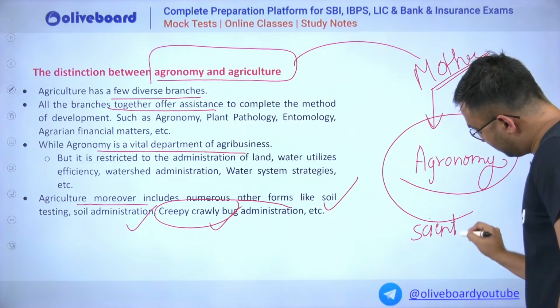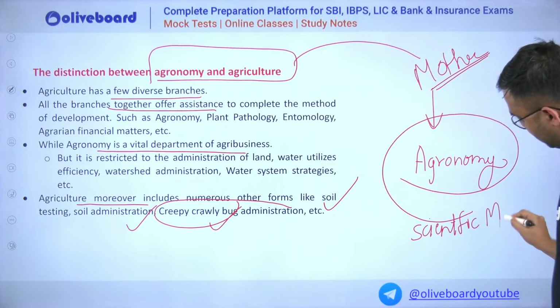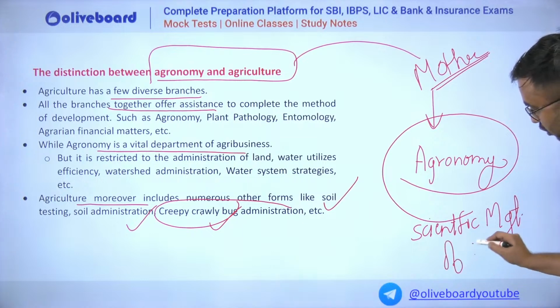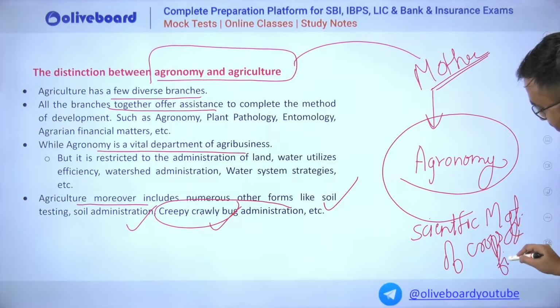Essentially, of the mother branch agriculture, agronomy is the scientific management of crops and field. Write it down, this is very important.